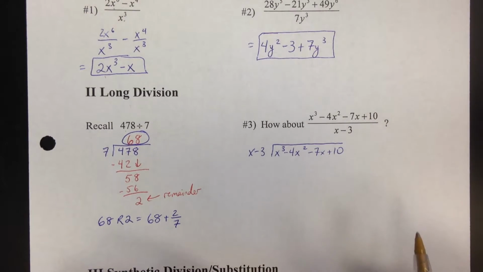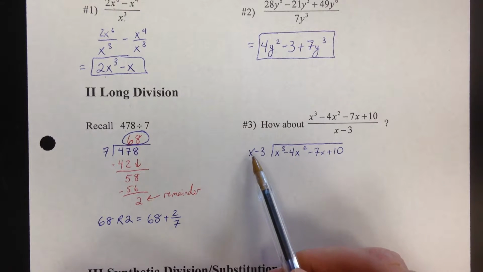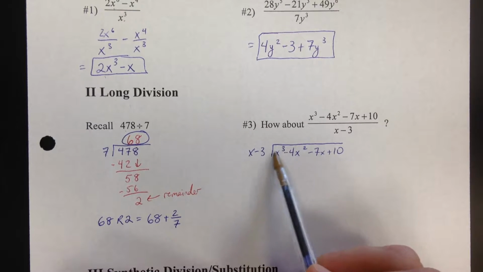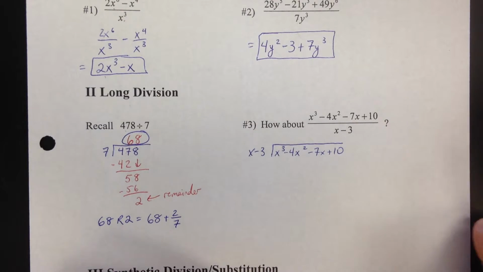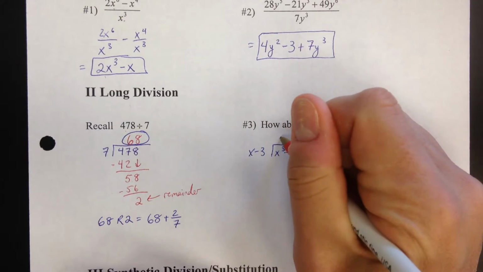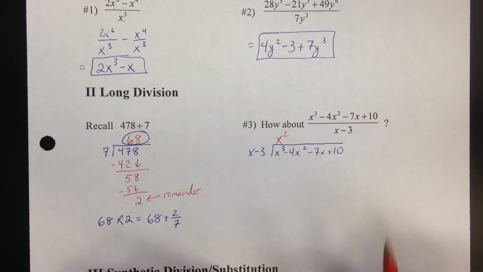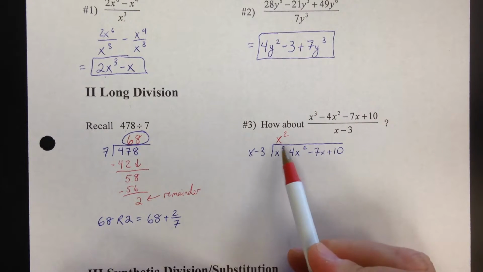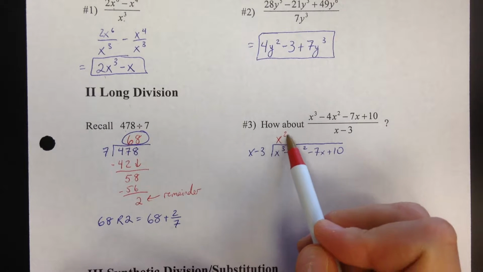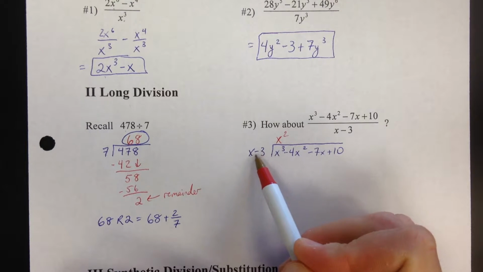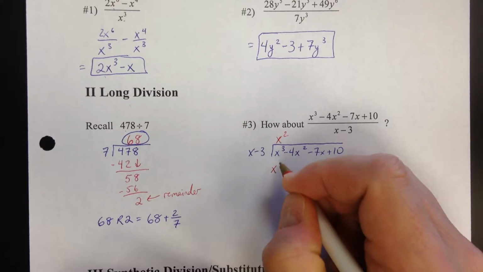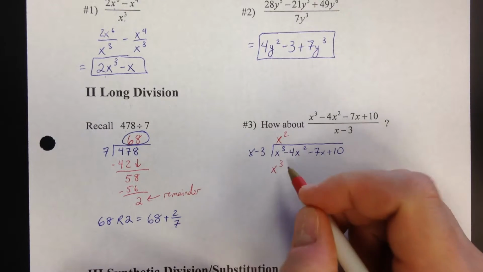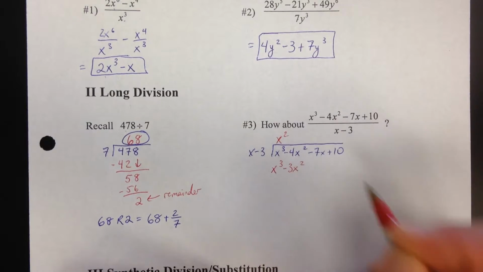Now, when you're trying to figure out what goes into what, you take the lead term of your outside expression and you take the lead term of your inside expression. That's what I'm dividing. So x goes into x to the third x squared times. Okay, x to the third divided by x will be x to the second. Now I take this number up top and I multiply it by this expression here. X squared times x is x to the third. X squared times negative 3 is minus 3x squared.